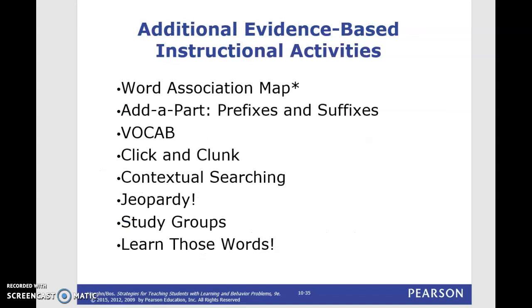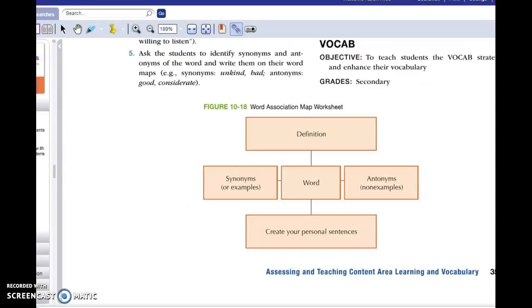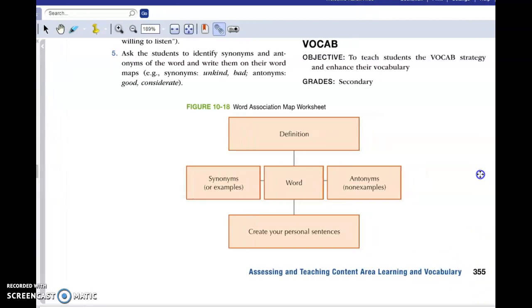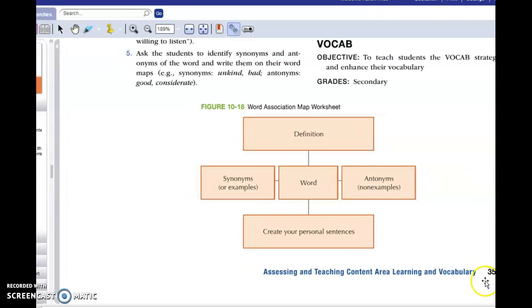There are some other, of course, evidence-based instructional activities in the textbook. Word association map, which I'm going to show you in just a second. Vocabulary, click and clunk, contextual searching, study groups, learn these words. All of those are some really great instructional activities that are in your textbook. And then this one is the word association map. This, again, is from the 9th edition, so I'm not exactly sure what page it's on in the 10th edition. But it is probably around page 355-ish.